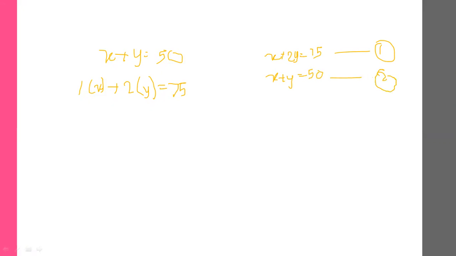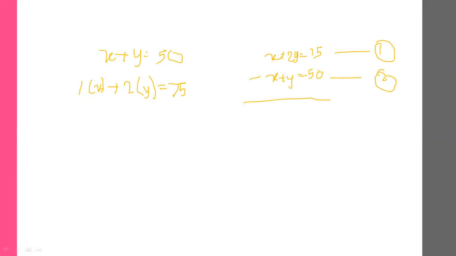And the sum of this money is also given to be 75. So x is 1 rupee, so 1 into x, because we have to multiply by the denomination, plus 2 into y gives us 75. So we will ultimately get x plus 2y equal to 75. This is our first equation, and x plus y equal to 50 is our second equation. We are just naming it, don't get confused.